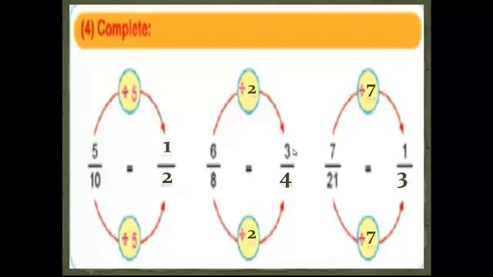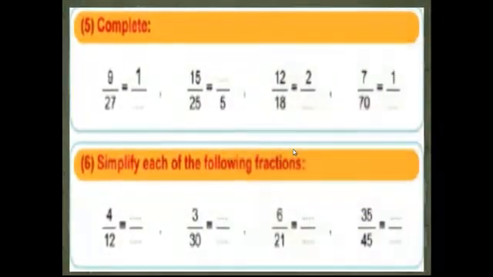Let's go to another exercise in the pupil's book. Complete. 9 over 27 equals 1 over blank. 1 becomes smaller, so we are going to divide. Okay, 9 divided by what equals 1? 9 divided by 9. So divide by 9 up, divide by 9 down. 27 divided by 9 is going to be 3.